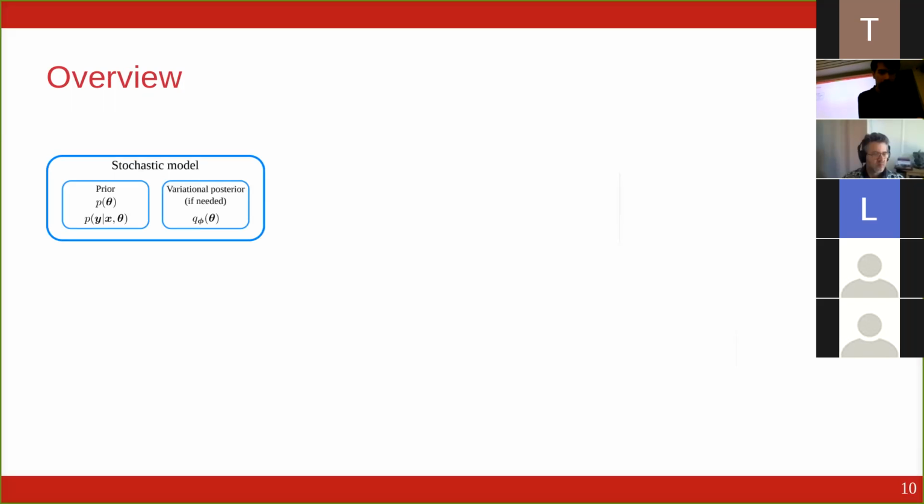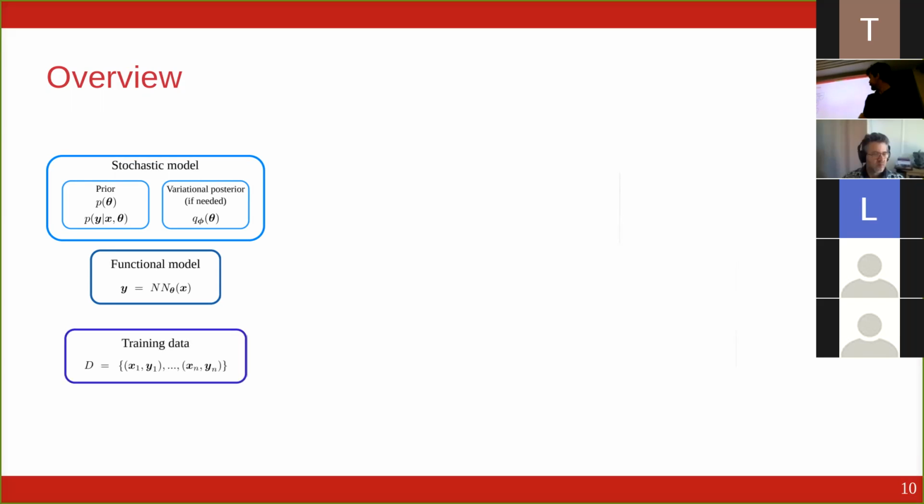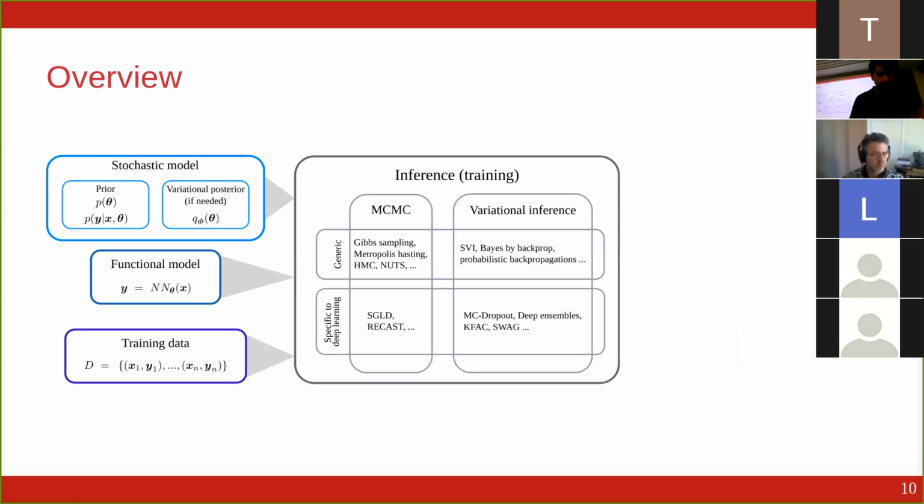So you start with different inputs. You need a stochastic model, which includes your prior and possibly a variational posterior, depending on how you will approximate the posterior later. You need a functional model, which is your neural network architecture. And you need some training data. You input all of these into an inference algorithm, which corresponds to the training phase.